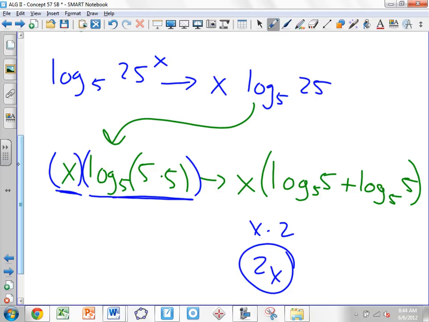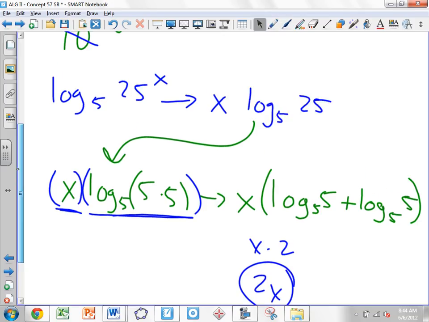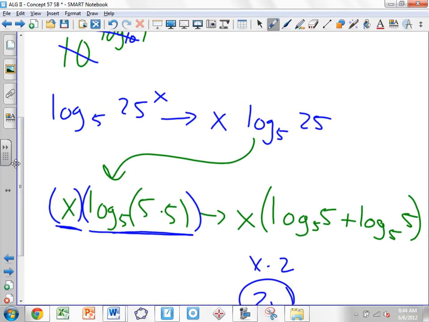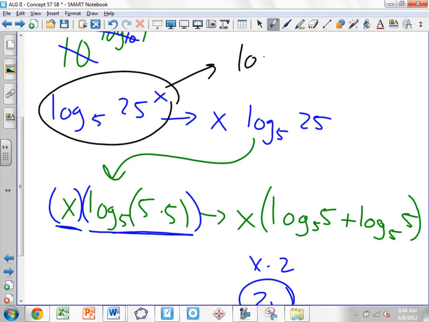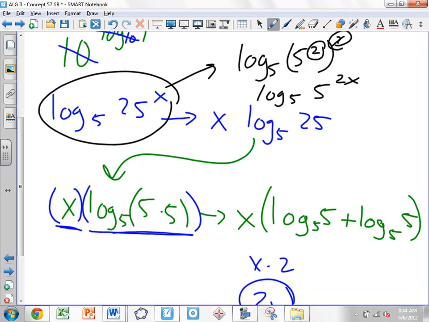Now, the last way you could think about this, as an alternate solution, just so you're all clear, here's what I would do in my head sometimes. Take a look back at the original right here, please. And I'm going to put an alternate solution. Think of this as log base 5 of 5 squared to the x, which to me is really log base 5 of 5 to the 2x. Remember, when you raise a power to a power, you have to multiply those powers. Well, look. There's that 2x that we have as an answer.